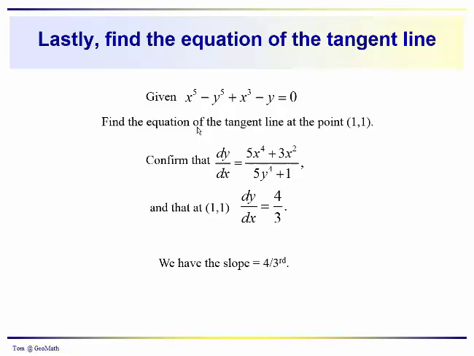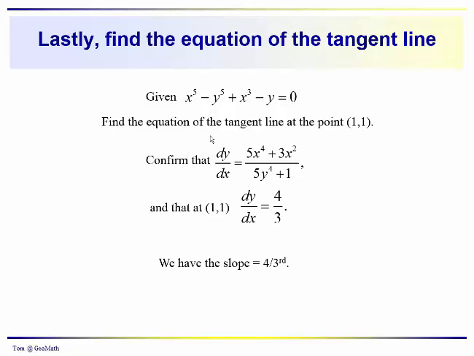Okay, here's another example. It might be a little bit more difficult to solve for y in this expression, so implicit differentiation really turns out to be useful here. The question here is to find the equation of the tangent line at a point x1, y1 equal to 1, 1.